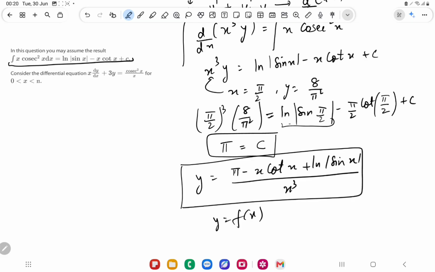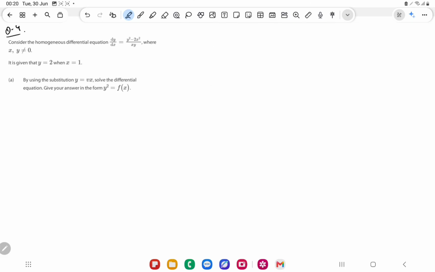Now let's move to the next question. Now in this question we are given with the homogeneous differential equation and condition is given to me. It means I will be finding value of c by using these conditions. Now the question says by substituting y is equals to vx, I have to solve and my answer should be in this form. So let's start with the solution.